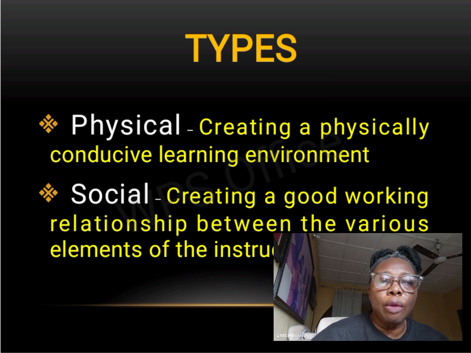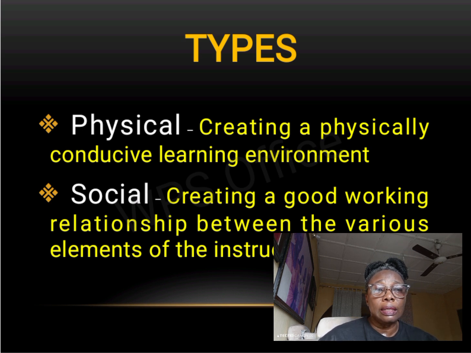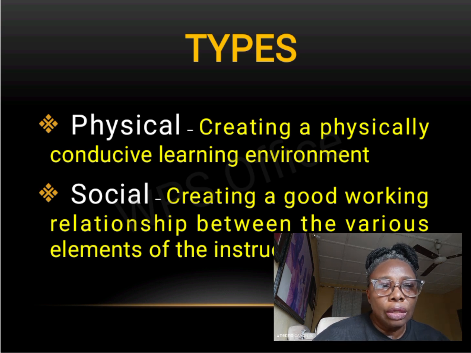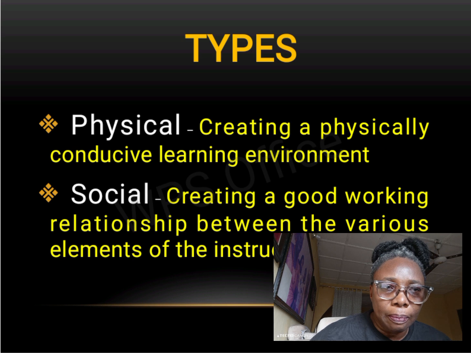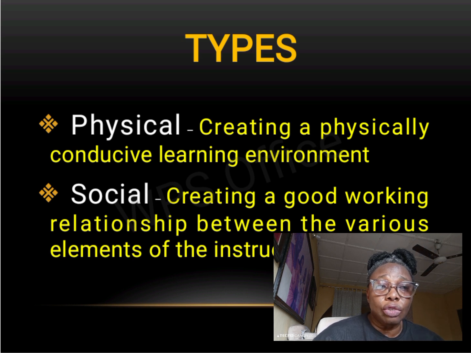Planning the physical learning environment means creating a physically conducive learning space, somewhere our learners are comfortable physically, they can sit, it's not too hot, it's not too cold, and all that. Then the social learning environment deals with creating a good working relationship between the various elements of the instructional system. And what are the various elements of the instructional system? The learner, the teacher, the material, and the method.